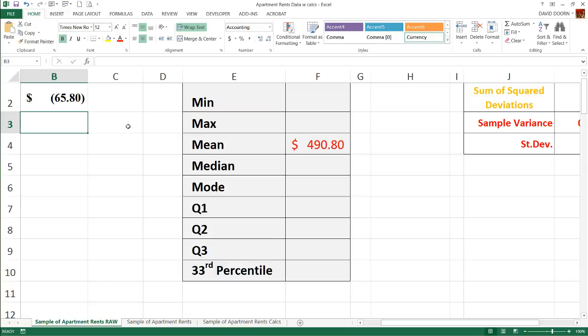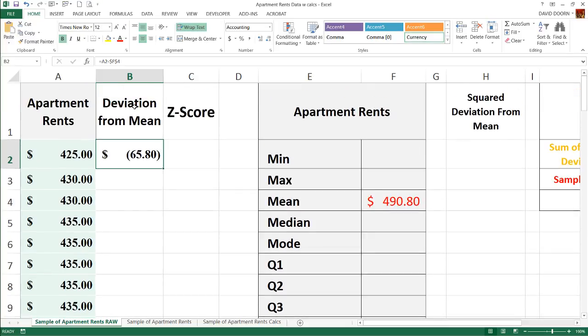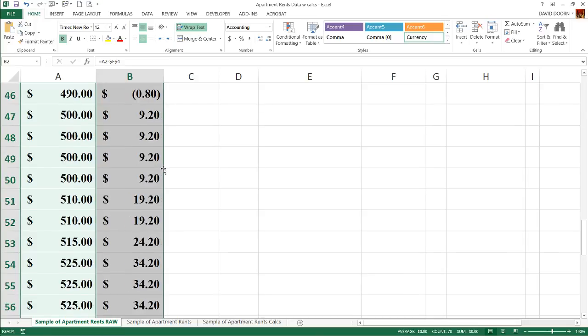Okay? And then in Excel, if you have parentheses around your answer, that means it's a negative number. This is below the mean, right? Mean is 490. We're below that. $65.80 below the mean. That's the deviation from the mean. Okay? And then we can just double click this little square in the lower right hand corner, and that will fill our data set down.